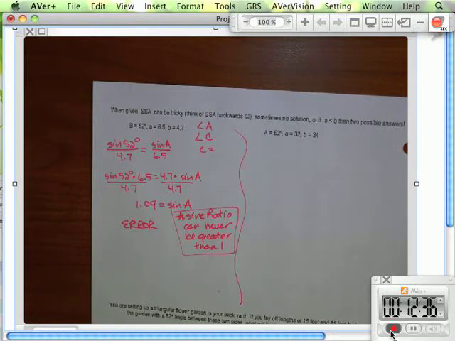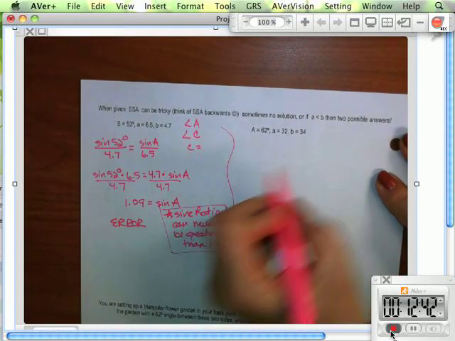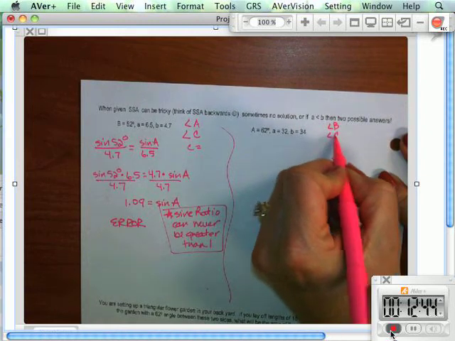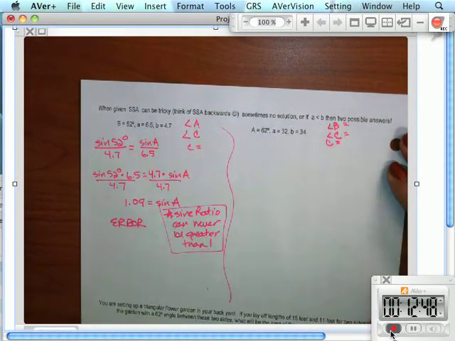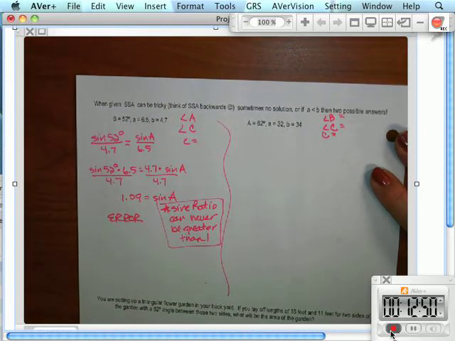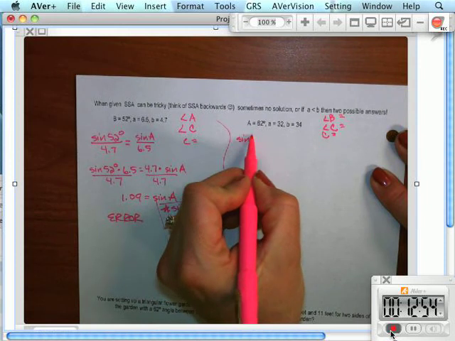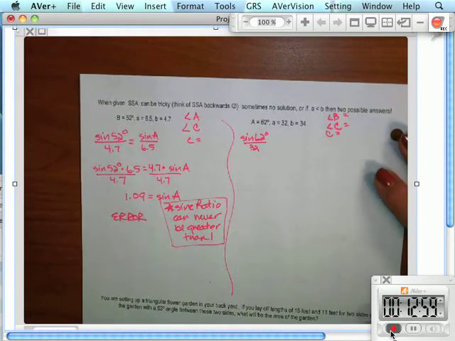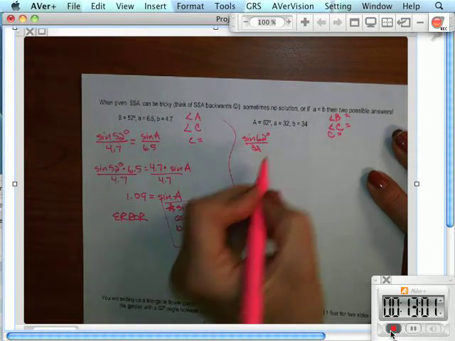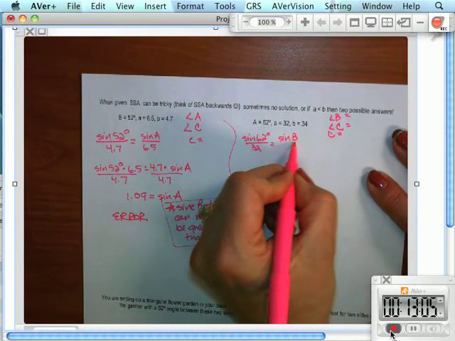So let's do this problem. So we need, what do we need? Angle B, angle C, and side C. I have A and A, so let's set up that ratio. Sine of 62 degrees over 32. Don't write too big. Just saying. Sine of B, I don't know angle B, but I know side B.